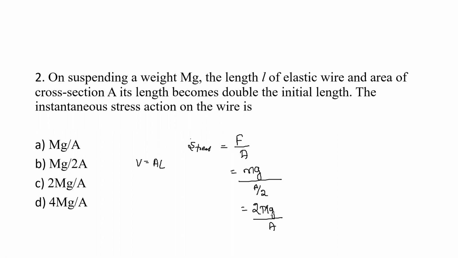See here what they have asked: when the weight is suspended, the length L of the elastic wire and the area of cross section A, its length becomes double the initial length, then the instantaneous stress of the wire is given by. So we have instantaneous stress equal to force per unit area. Substitute force as mg divided by area as A by 2. Then simplify this, we will get 2 mg divided by A. That is option C, the correct option here.